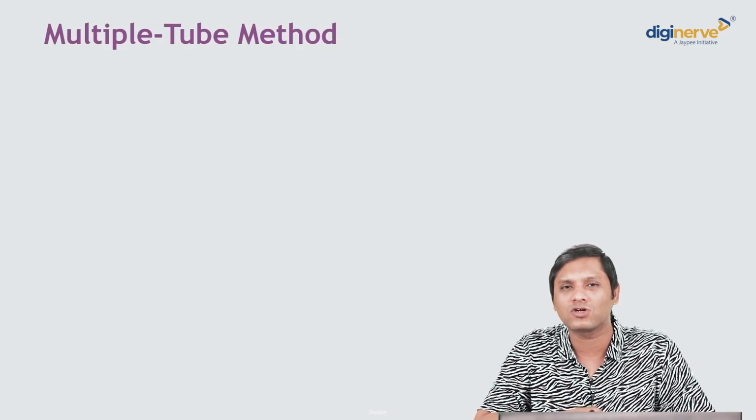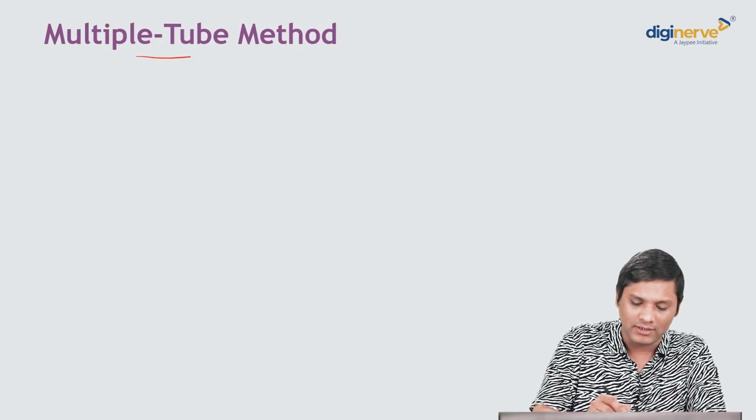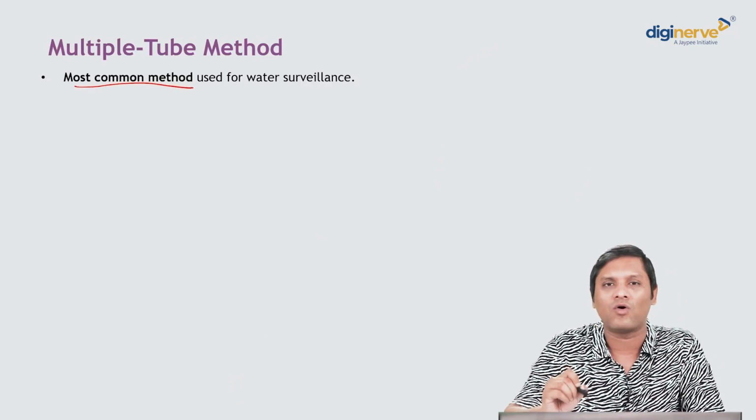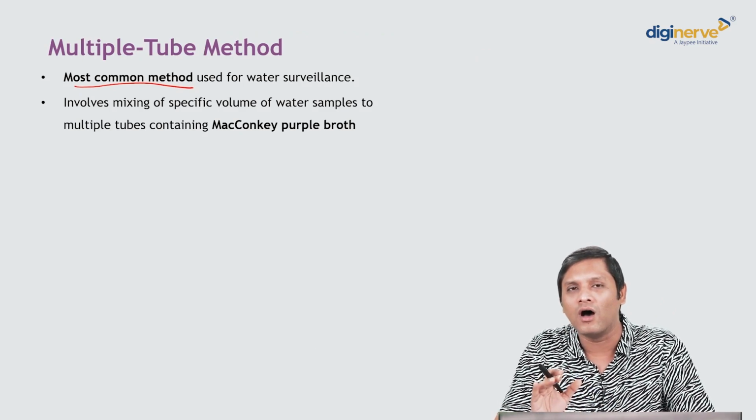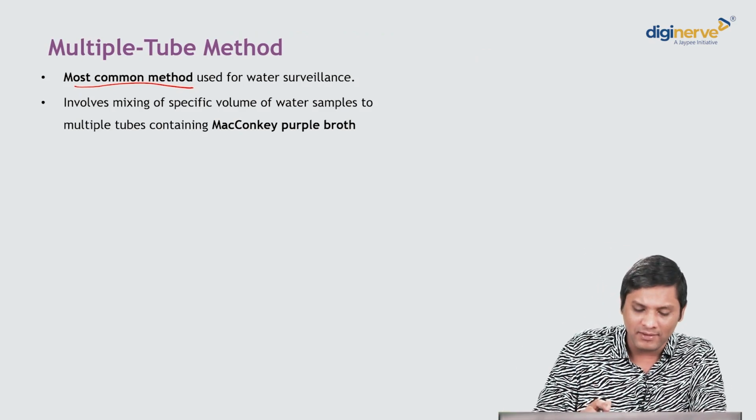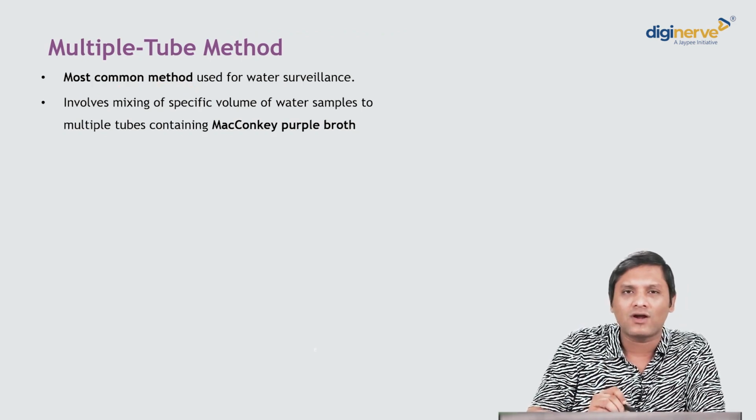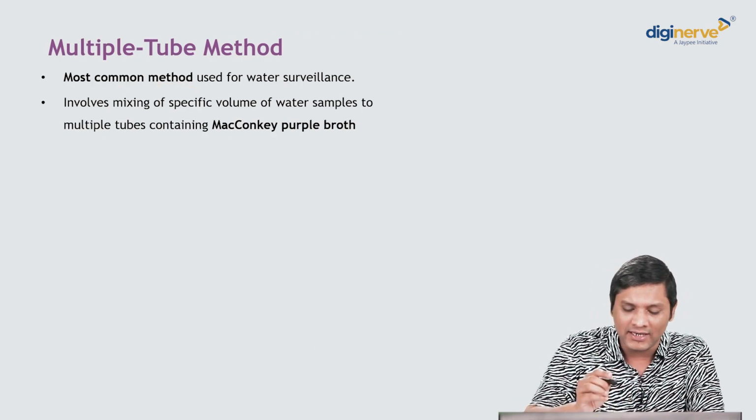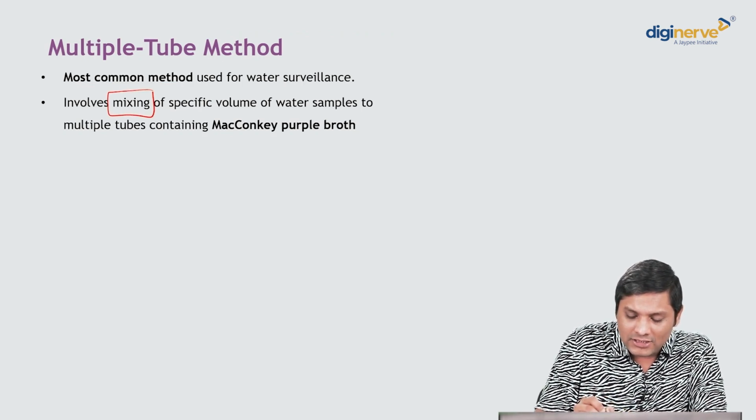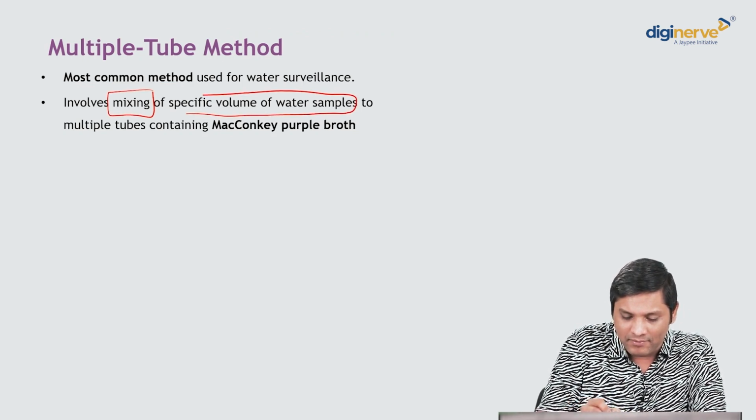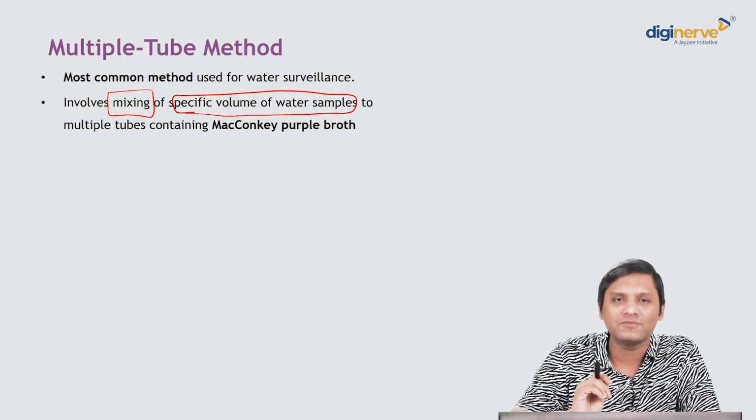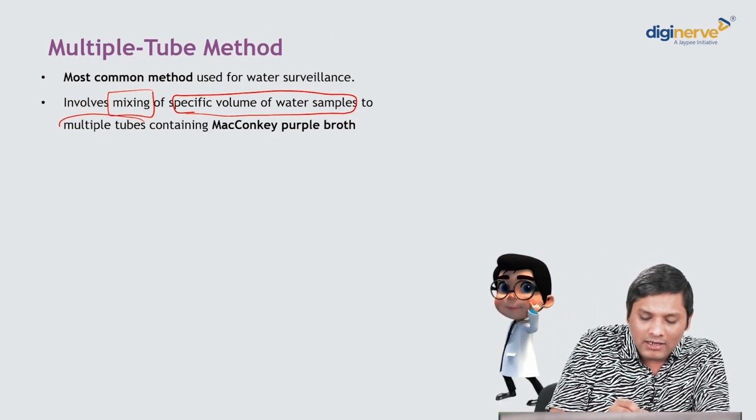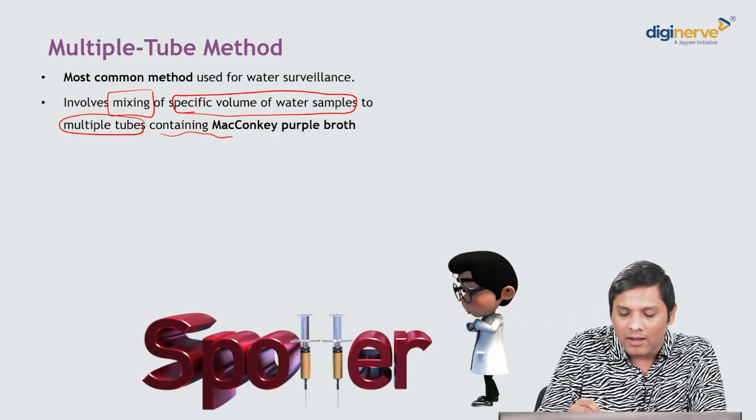Now we will discuss the most common method, that is the multiple tube method. The multiple tube method, as I told you, is the most common method for water surveillance. It is widely used by hospitals as well as for community water sampling. It is called the multiple tube method because it involves mixing a specific volume of the collected water sample in multiple tubes containing the medium.